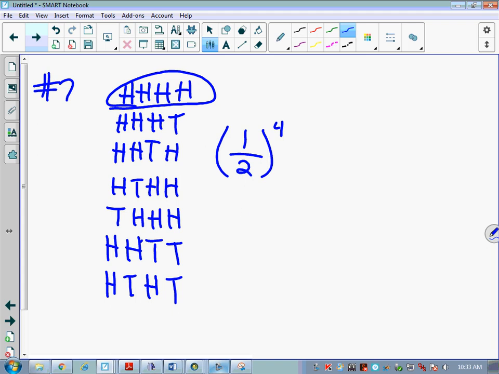So 1 to the 4th is 1. What's 2 to the 4th? Anybody? 16. All right, so there's a 1 in 16 chance. What we would end up with is if we drew all of these out, we would find that there are 16 different scenarios, and only one of them is heads all 4 times. Okay? Does that make sense? All right.